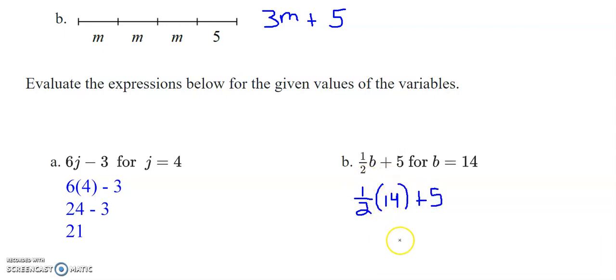Now, we talked a little bit in our enlarging and reducing about 1/2 times 14. That's 14 over 2, or 7. We can also think about multiplying by 1/2 as cutting this number in half. So we get 7. 7 plus 5, and then we have 7, 8, 9, 10, 11, 12. So our answer is 12. And that makes sense. It should be smaller than this number here because we started by cutting it in half. So that is fine, and that is the answer.